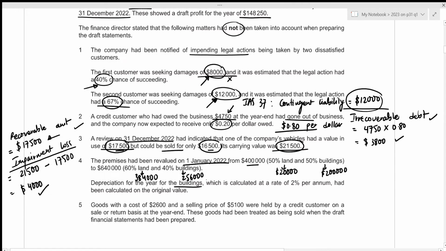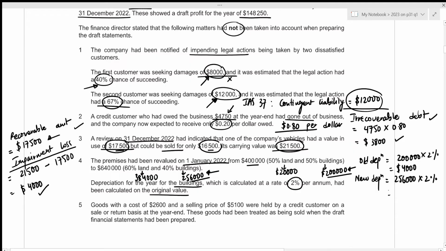Now, depreciation for the year for the buildings, which is calculated at a rate of 2% per annum, had been calculated on the original value. So the depreciation should have been provided on the value of 256,000, but it was provided on 200,000. Let's calculate the old depreciation. That's the old value of building, 200,000, times 2%, which results in 4,000. Let's calculate the new depreciation. That will be the new value of building, 256,000, times 2%, which results in 5,120. Instead of charging this amount, we charged 4,000 as part of our depreciation while calculating the profit for the year. So we are yet to charge the remaining amount, which is 5,120 minus 4,000, which results in 1,120. So we still need to charge this value as part of depreciation.